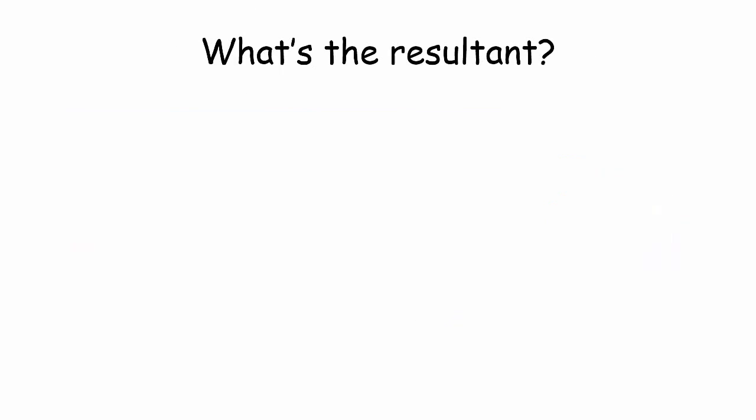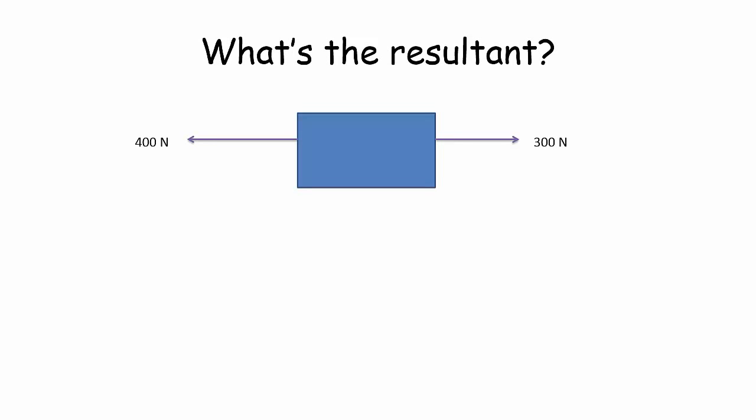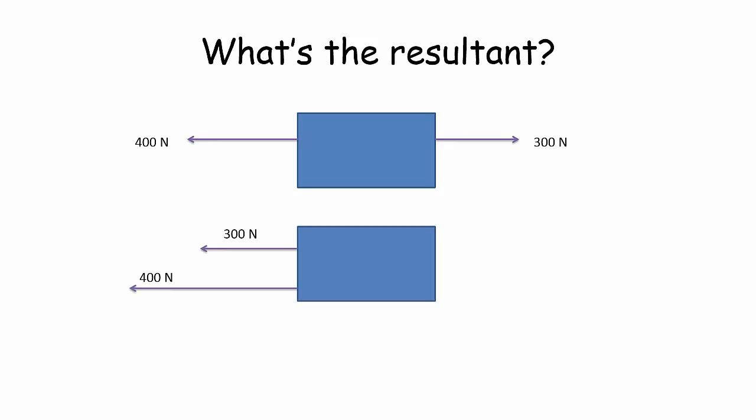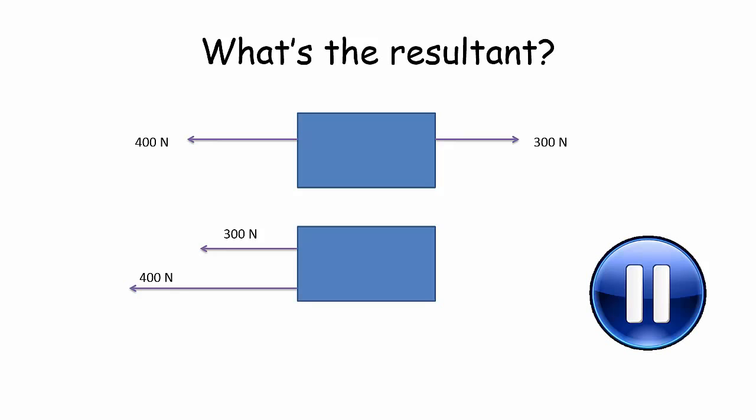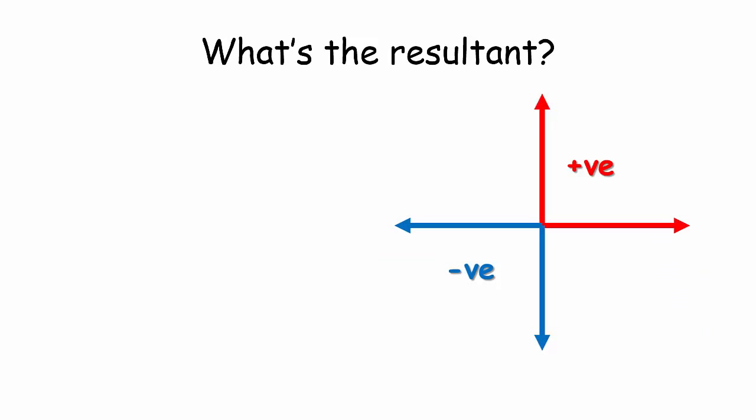Here I'm going to give you a couple of problems. They're going to test your understanding of what we've just talked about. The first one, we have two forces pushing in opposite directions. In the second, we have the same two forces, but the direction of one of them has changed. Pause the video and work out the resultant vector. So, what was the solution?